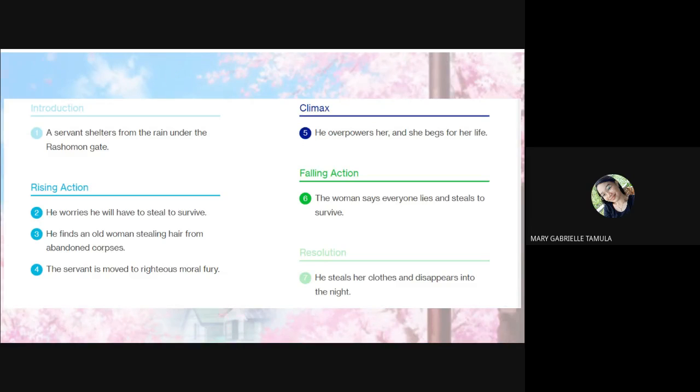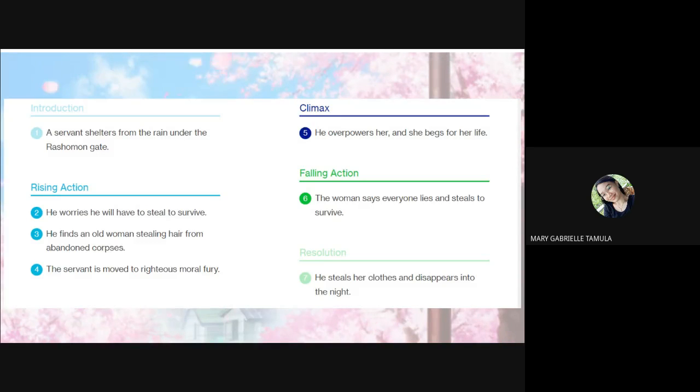So the next question, sir, what problem are they both experiencing, is how to survive in the future, sir. Then some passages, sir. The first one is from the servant, a lowly servant trapped by the rain had nowhere to go and didn't know what to do.